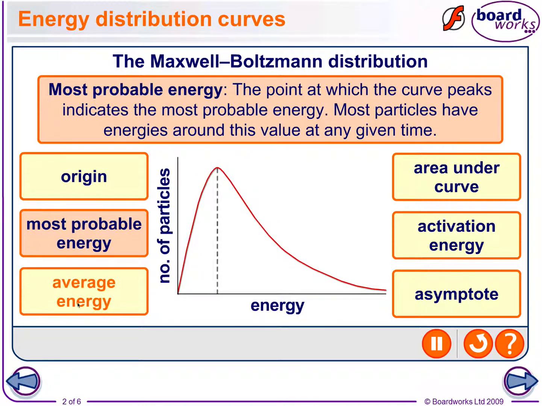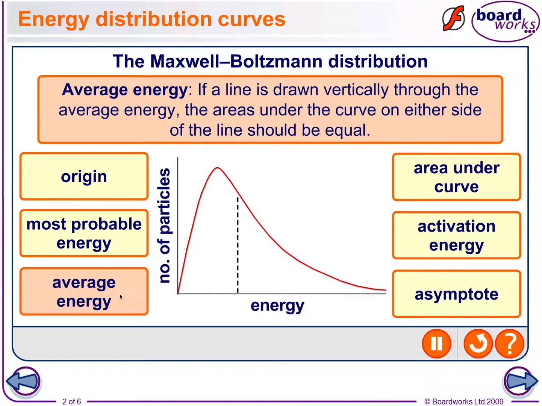And the average energy is just after the peak. Now the graph is showing it to be around about this area. The average energy is exactly what it says on the tin. This is the average energy, and if you drew that dashed line in, the area on the right hand side of the dashed line and the area on the left hand side of the dashed line would be identical, and that is the average energy of the particles in the system.